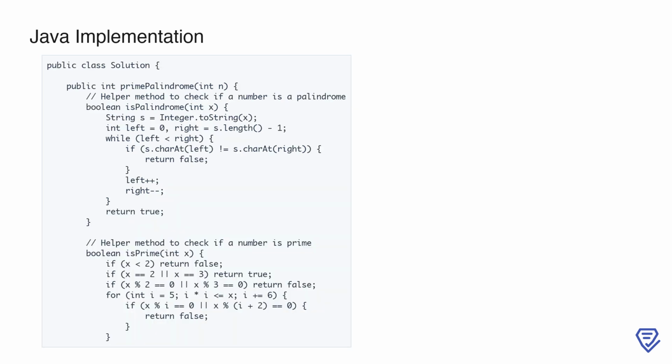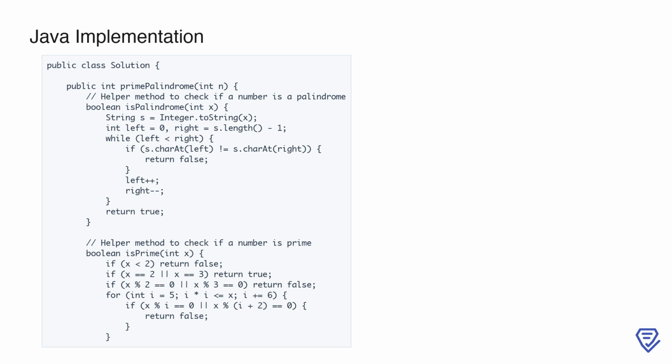Here, we start by defining the prime palindrome method, which takes an integer n as input. Within this method, we first implement a helper function called isPalindrome to determine if a given number is a palindrome. This is achieved by converting the number to a string and using two pointers, one starting from the left and the other from the right. The pointers move toward the center, comparing characters at each step. If any mismatch is found, the method returns false, otherwise, it returns true once all characters are successfully checked.